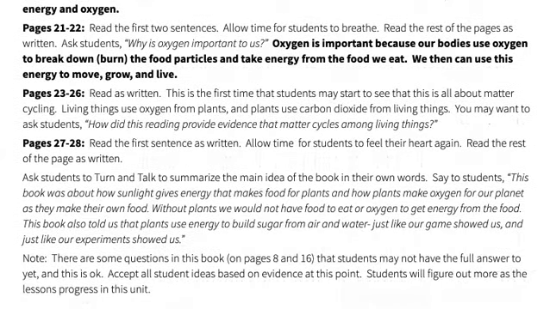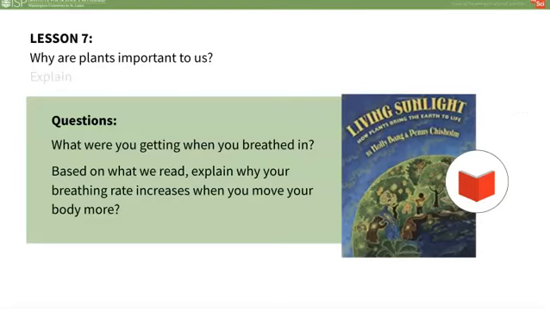After reading, revisit the breathing rate activity. Use these discussion questions to have a foundational conversation about cellular respiration. Students should respond that we got oxygen when we breathed in. Based on what was read on pages 21 and 22, the author explains that we need oxygen to get energy from our food. That energy allows us to move. Therefore, if I move more, I need more oxygen to get more energy.